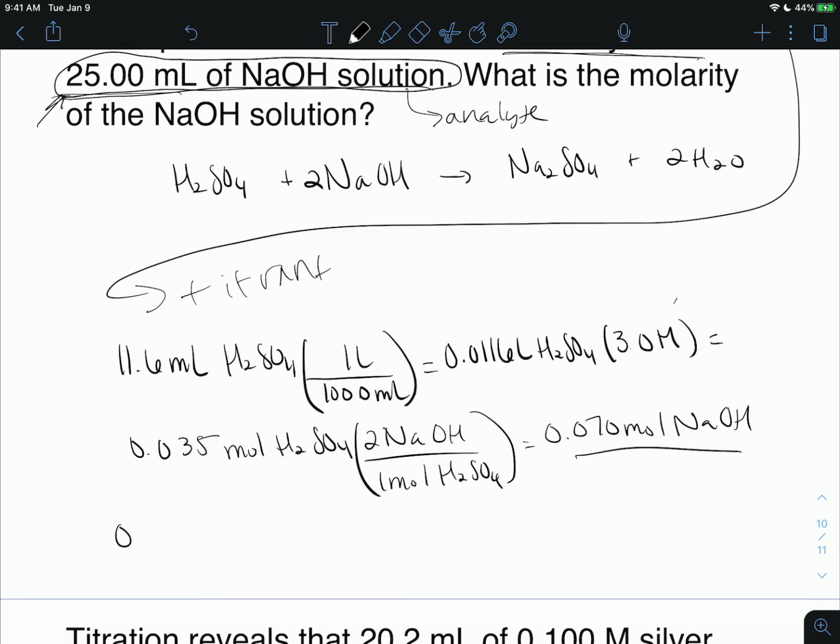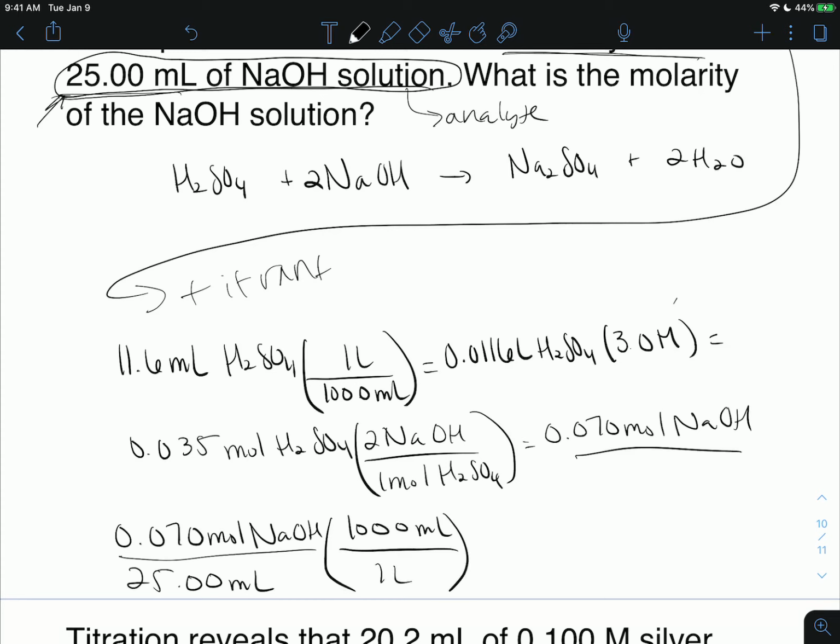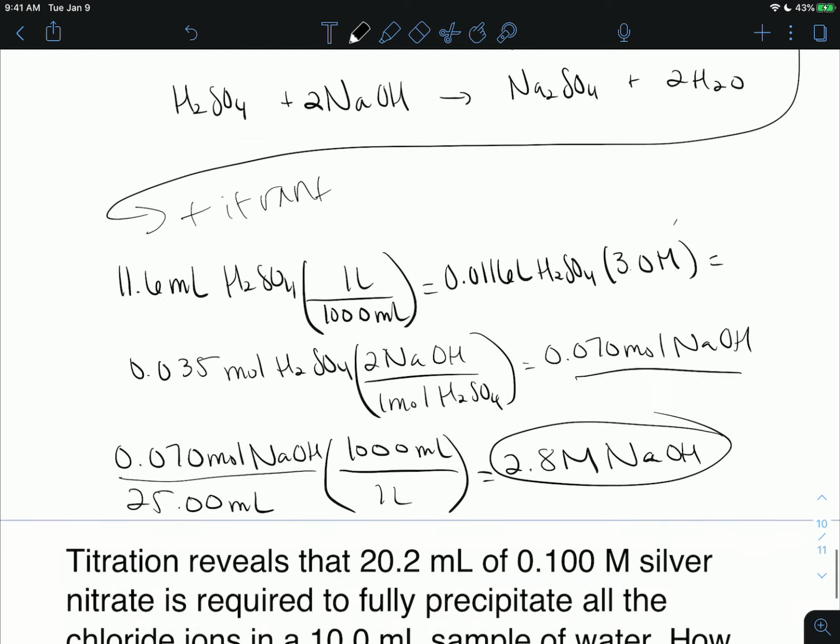So we have 0.070 moles of sodium hydroxide. Divide this by 25.00 milliliters, and then convert this into liters, giving us 2.8 molar sodium hydroxide. So from our titrant, we were able to solve for the concentration of our analyte. That's usually what we're trying to do.